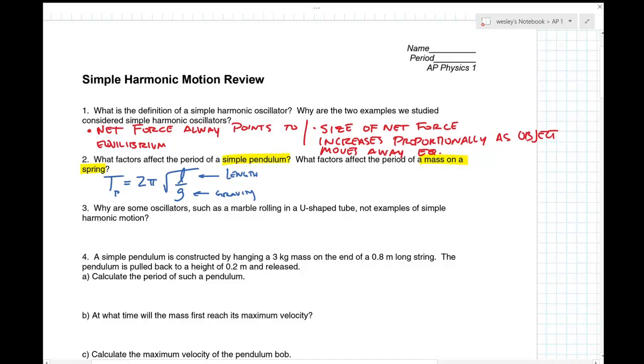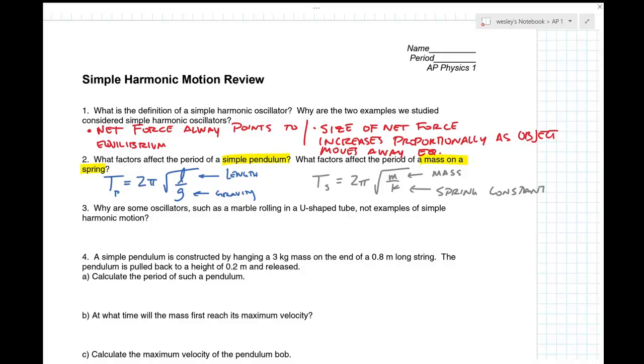For a mass on a spring, this is a different situation. These are not interchangeable things. The period of a mass on a spring is 2 pi times the square root of m over k, where we have the mass being very important and the spring constant being very important. You change the mass, the period goes up. You change the spring constant, the period goes down.